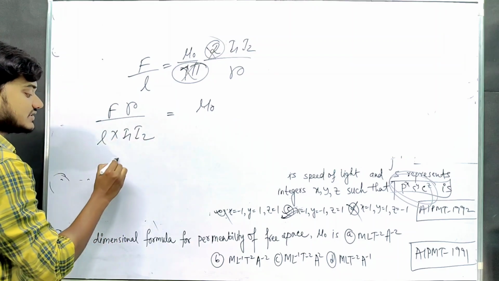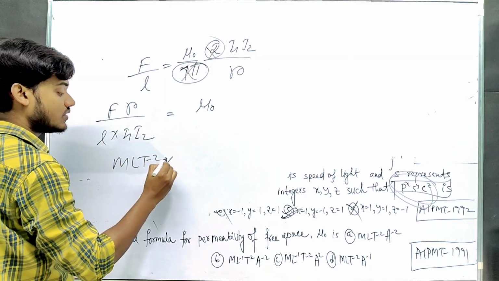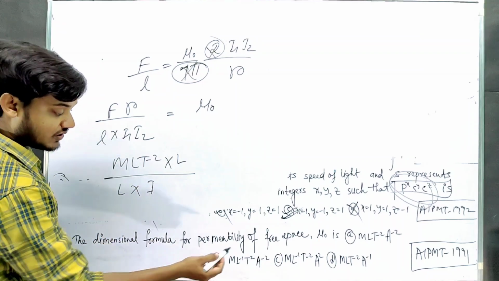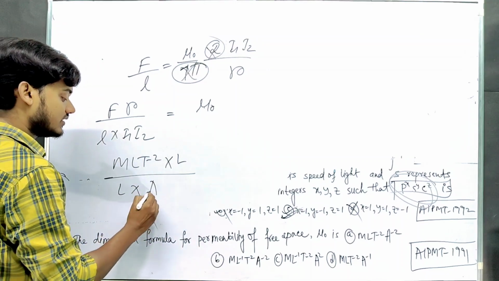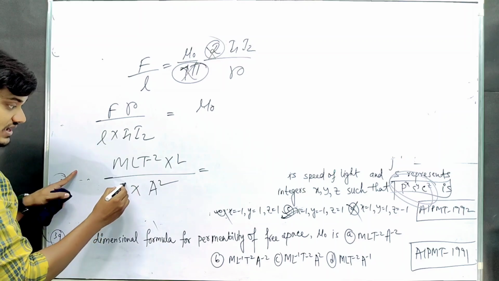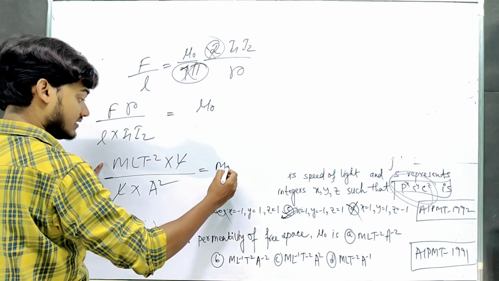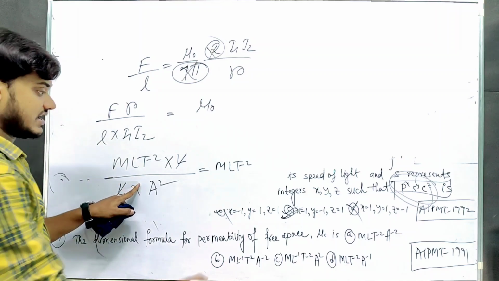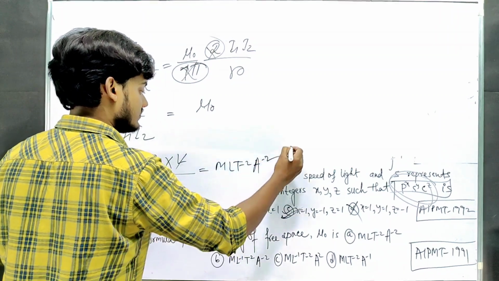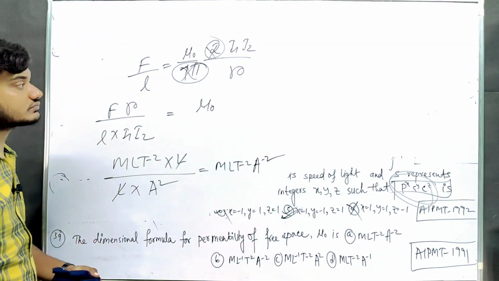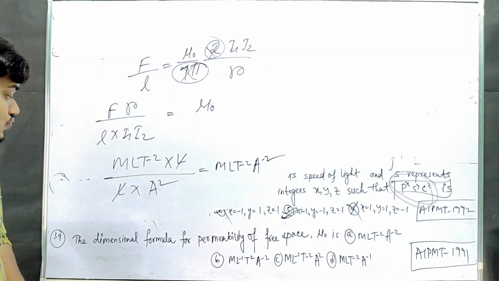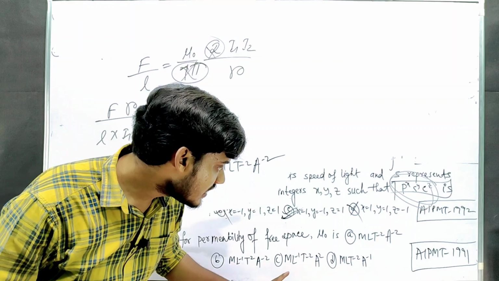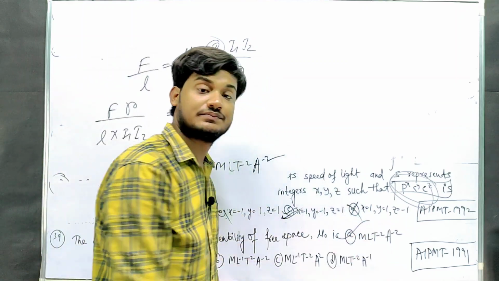Yes or no? F means MLT inverse 2, R means L, I square, I is A. So let's write A. So the answer is MLT inverse 2 A inverse 2. This is the right answer. Option A is right.